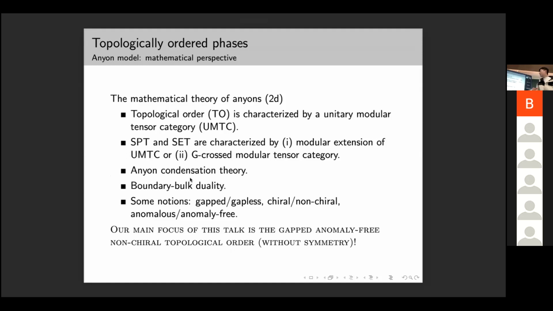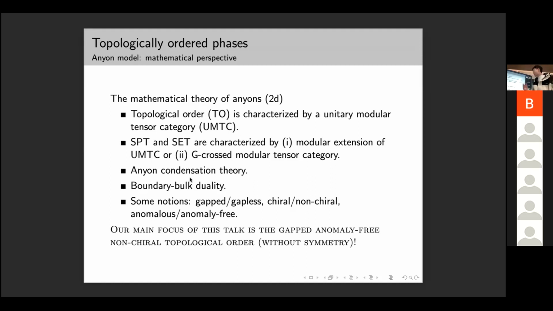So from the mathematical point of view, we know that for 2D topological phases, we now have a very good understanding of the mathematical theory. It's characterized by the unitary modular tensor category. And we know that the topological charge is characterized by the simple objects of this category. And there is some fusion, the fusion and split channels that live in the Hom space of this category. And there is also some braiding structure that characterizes the fractional statistics of these topological charges. And there is also the topological spin and some other structures.